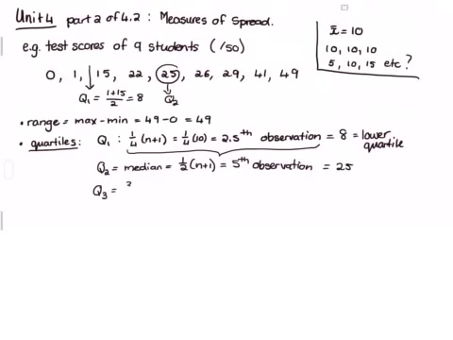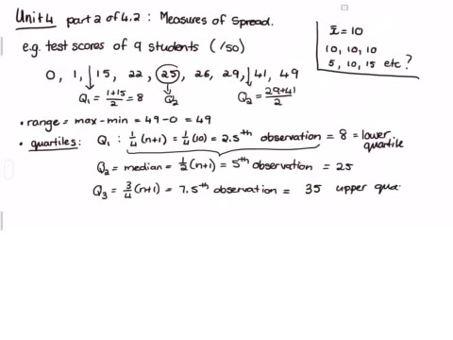Q3, your upper quartile, is then 3/4 times n plus 1. So 3/4 of 10 is the 7.5th observation. Its actual value is to go between the 7th and the 8th and find their average, which comes to 35, and it's called your upper quartile.